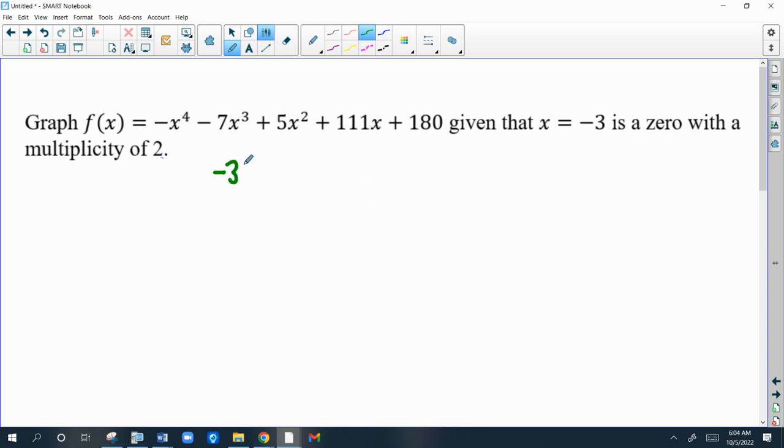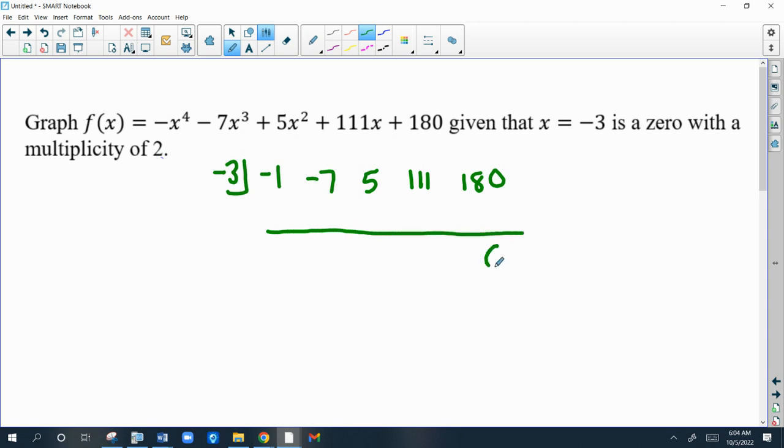So let's do that first. -3 is a 0, so we're going to run it through synthetic division. And we will get 0 for the remainder, because it says that it's a 0. So this is going to be expected. If I don't get that, then I'm going to check my work for mistakes. So bring down the -1, multiply and add.